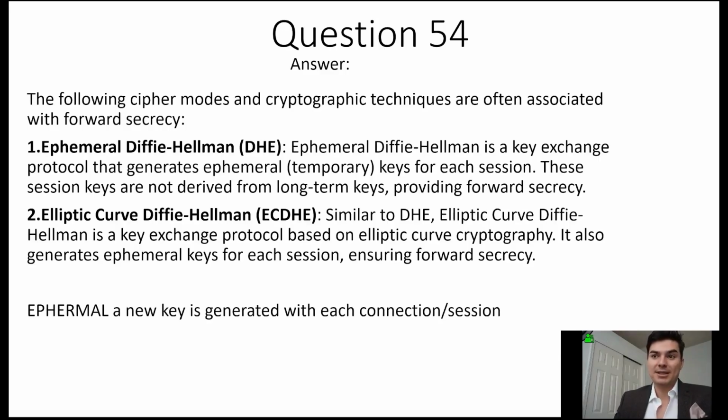And I want to talk a little bit about the Diffie-Hellmans. So forward secrecy is referring to perfect forward secrecy, and it means they're using ephemeral keys, or a new key is generated with each new connection or session. So they're saying that the previous sessions will not be compromised if they were able to get the key of a current session.